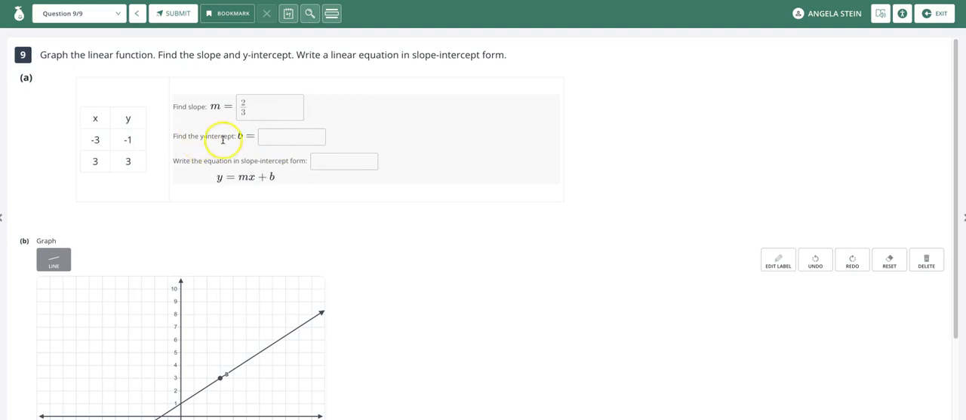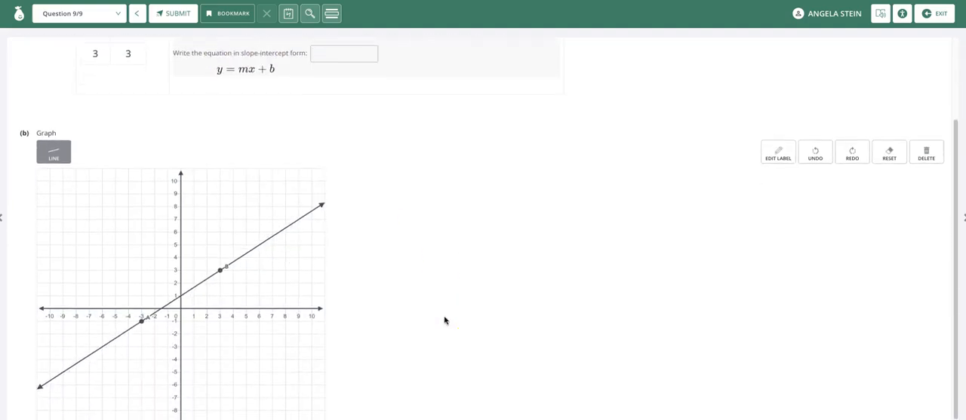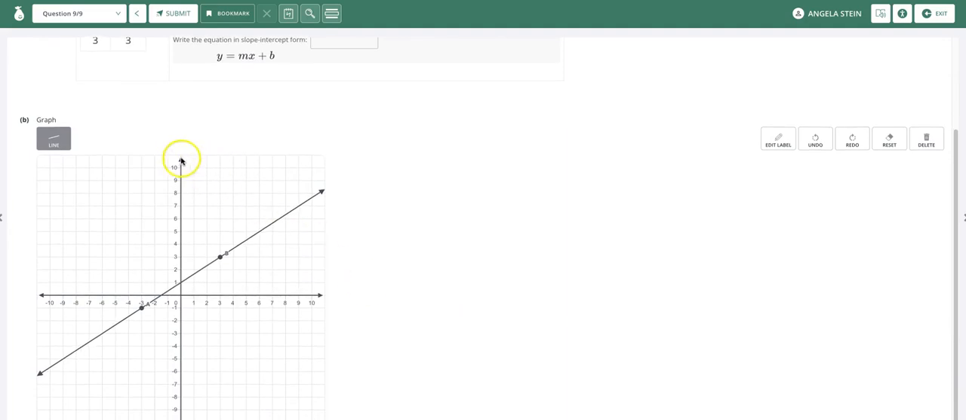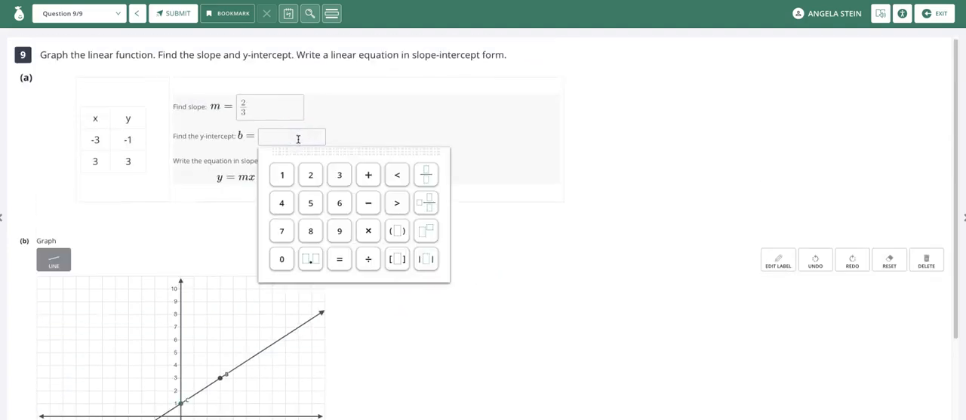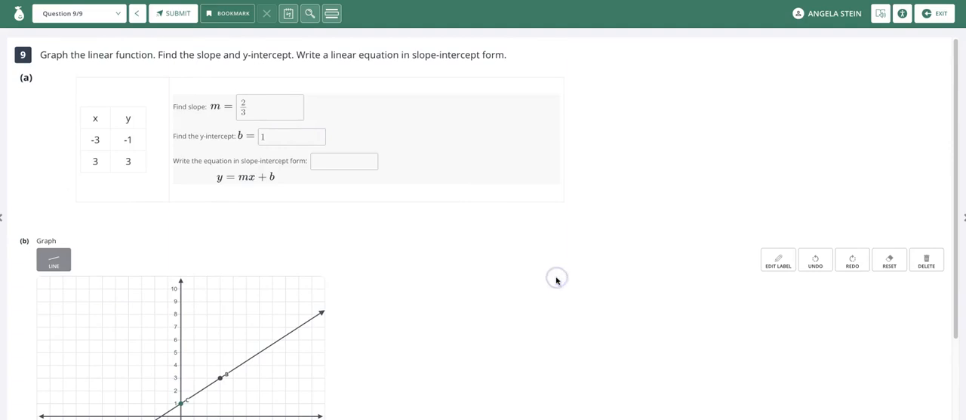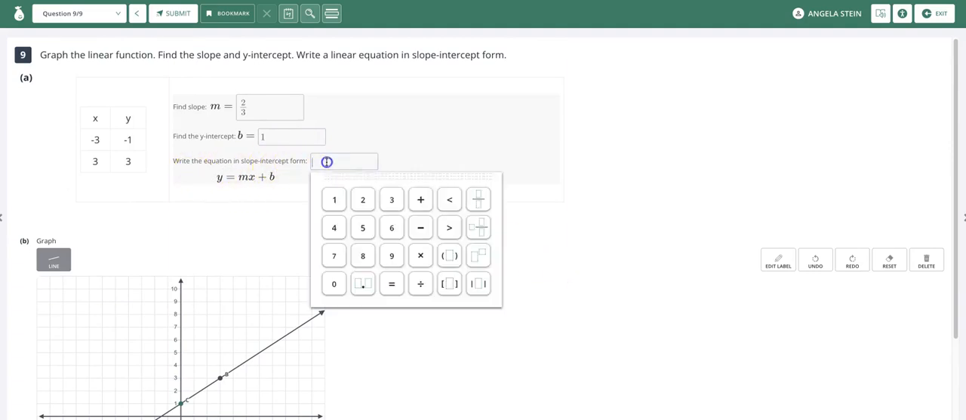Now I want to look for the y-intercept, the b. The b is first up on the y, so here's my y, and I want where the line crosses. Well, it crosses right here. So my y-intercept is 1. Now I'm not going to leave that point on there. I could, but that is 1. So let's go ahead and click. My y-intercept is 1.